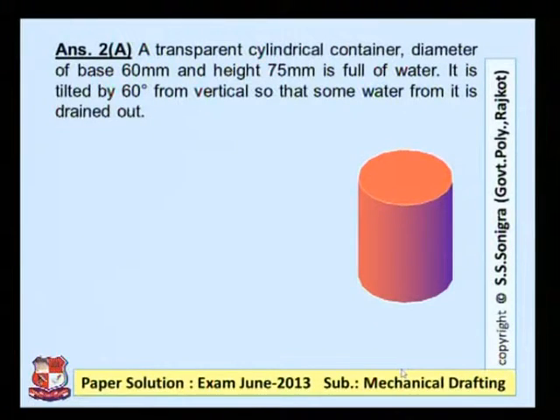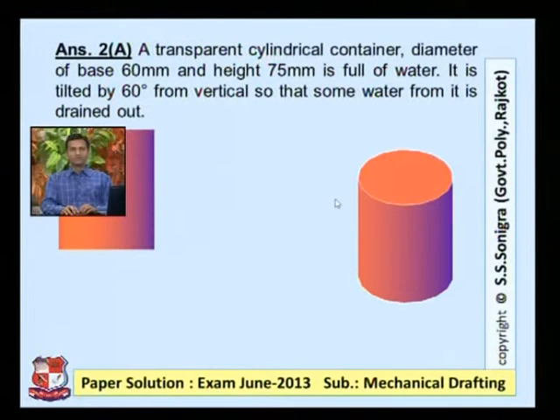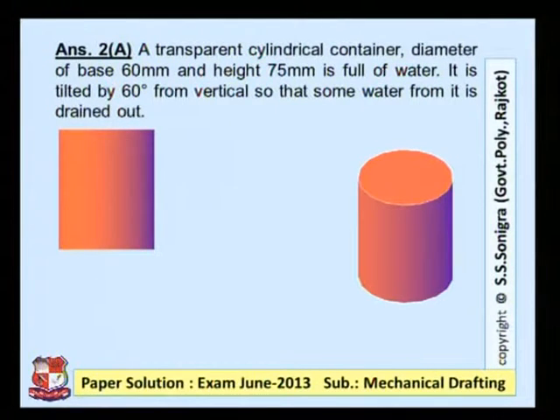This is a cylinder which is filled up with water, isometric view of the cylinder, and if we draw its front view and top view, this would be its front view, that is a rectangle. This is its top view, that is a circle. The height of this rectangle is given as 75 mm and the diameter of this circle is known to us, that is 60 mm. Now in the second line it is given that we have to tilt this front view such that some water would drain out and its axis makes an angle of 60 degrees with the XY line like this.